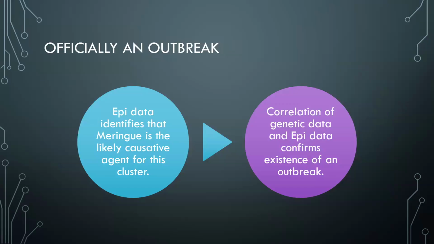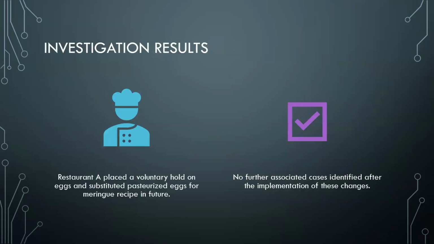As a result of this investigation, our epi team reached out to the restaurant. Restaurant A placed a voluntary hold on eggs. They substituted the use of pasteurized eggs for future meringue recipes, and eliminated purchasing eggs from the farm that they'd been using. And those changes resulted in no further associated cases since they implemented the changes.